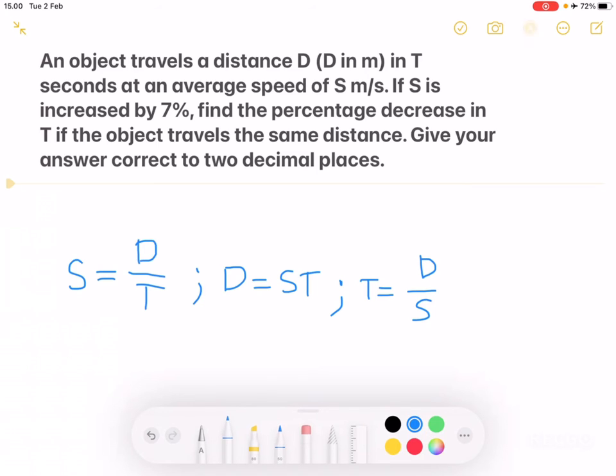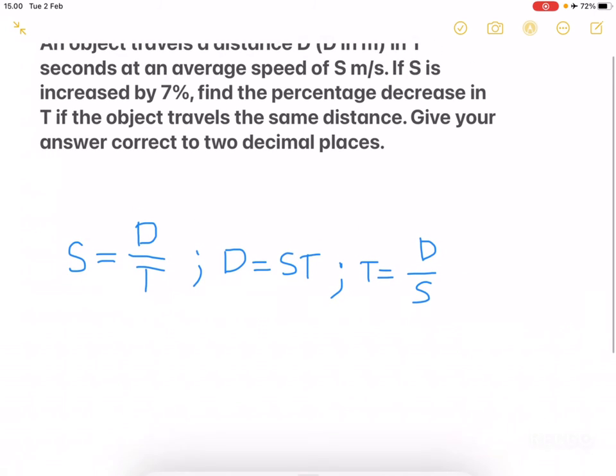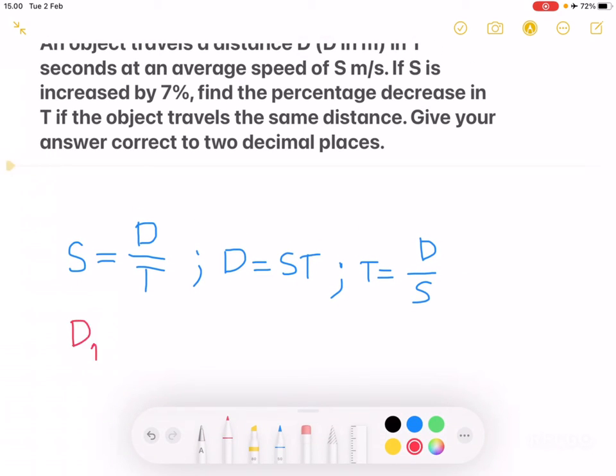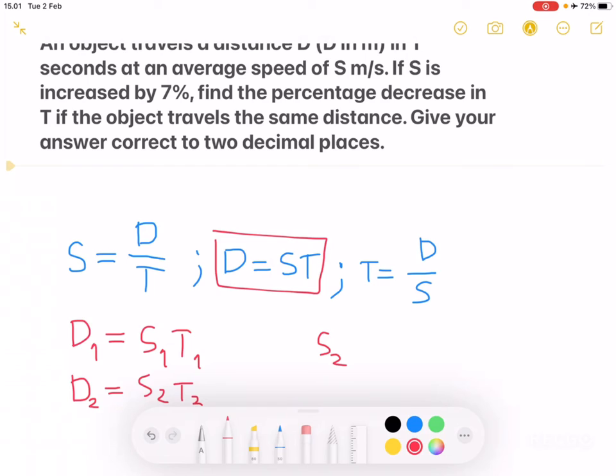Okay, so let's just call our d1 the normal case, which would just be s1 multiplied by t1. So notice I just used this formula right here. And let's just write d2 as s2 times t2. However, s2 is increased by 7% of s1. So you can just imagine it as s1, and you would add to it 7% of s1.